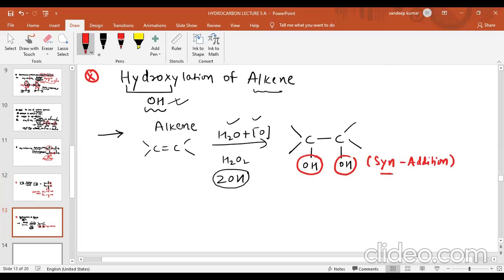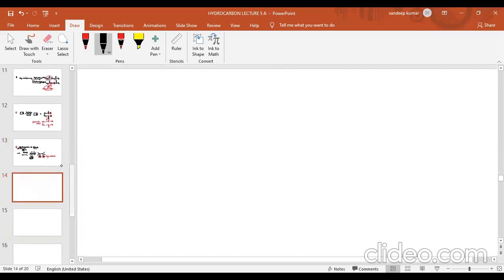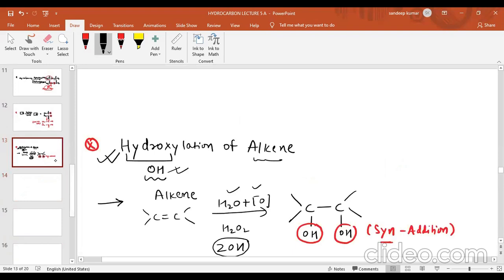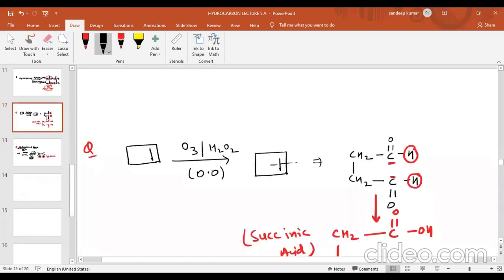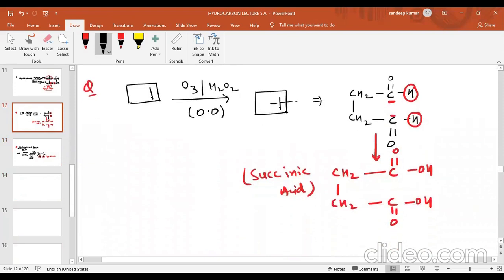Now see the next. Now we are going to discuss all the reactions related to hydroxylation. See one by one. So the first reaction of hydroxylation I am going to discuss with you.